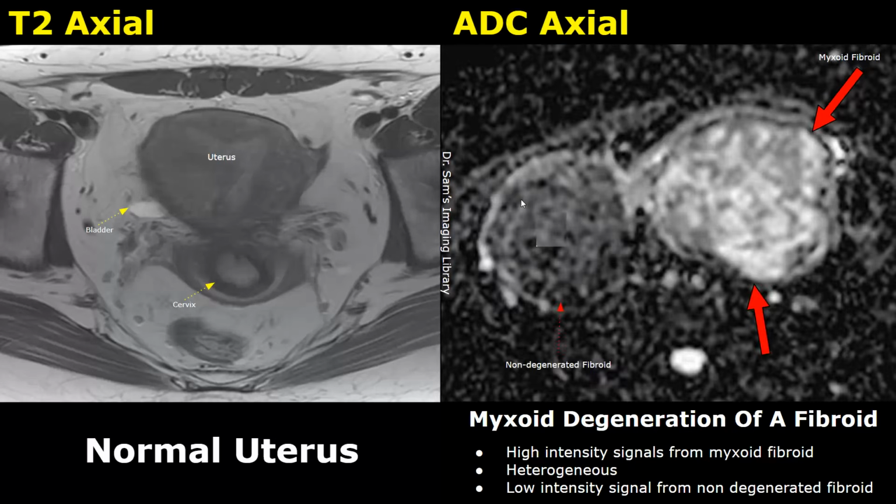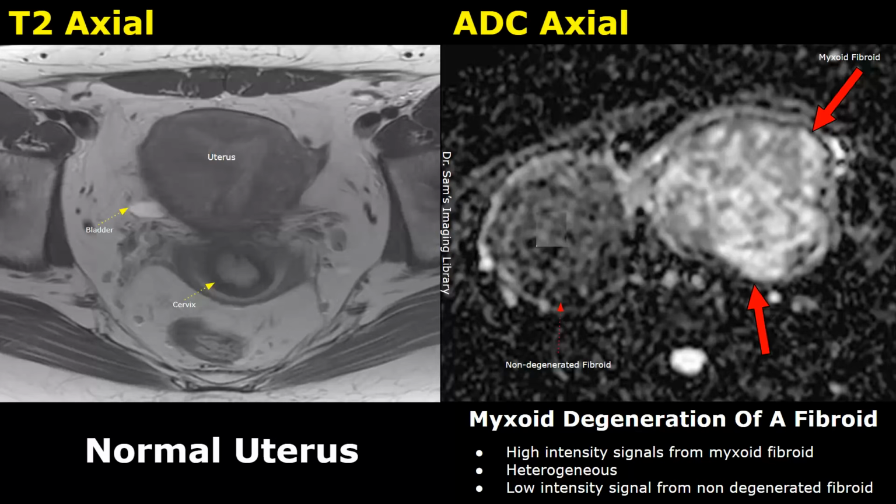Another sequence known as apparent diffusion coefficient or ADC is also helpful. We will still find high intensity signals from myxoid degeneration along with a heterogeneous appearance, and low signals will be seen from a non-degenerated fibroid.